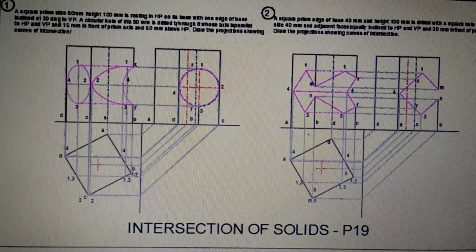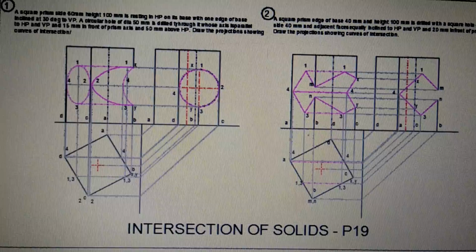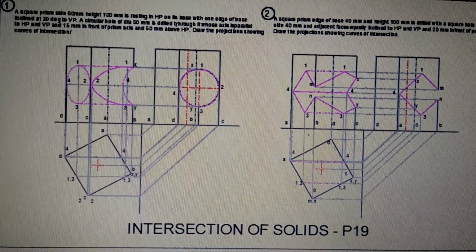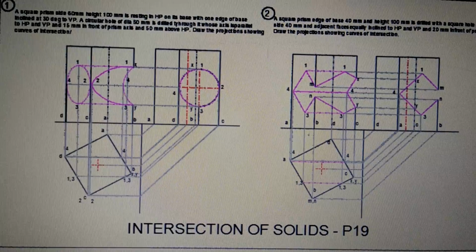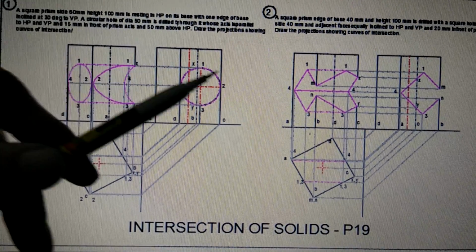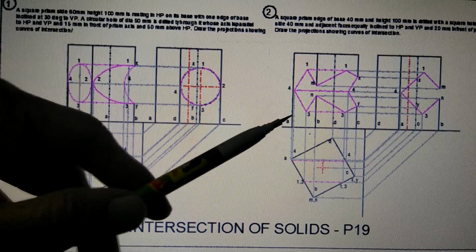All of you welcome for the next practice sheet, that is P19 intersection of solids. The total work for today's practice sheet consists of two problems. So you can see here this problem number 1 and this problem number 2 which we are going to solve.